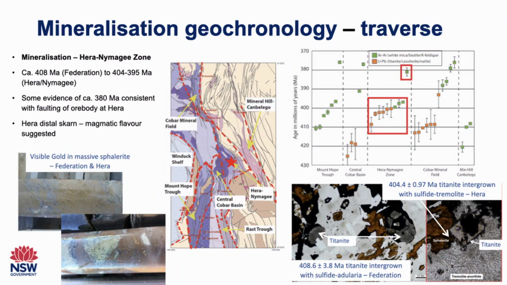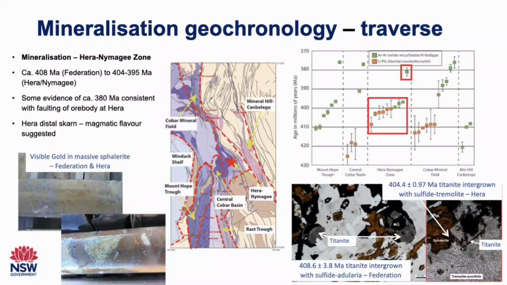If we step to the Hera Nymagee zone, slightly different again, but similar. Somewhere between 410 and 400 million years, we're seeing most of our mineralisation developing. Again, we get beautiful hydrothermal titanite preserved, intergrown with our ore minerals and our main alteration minerals. But of course, there is one younger age, a mineralised age, which was gotten by Peter Downs. It's an argon-argon age. So there is evidence of this sort of piggybacking that was on Hera, of later lead-rich systems or lead-zinc-rich systems on what was already there.